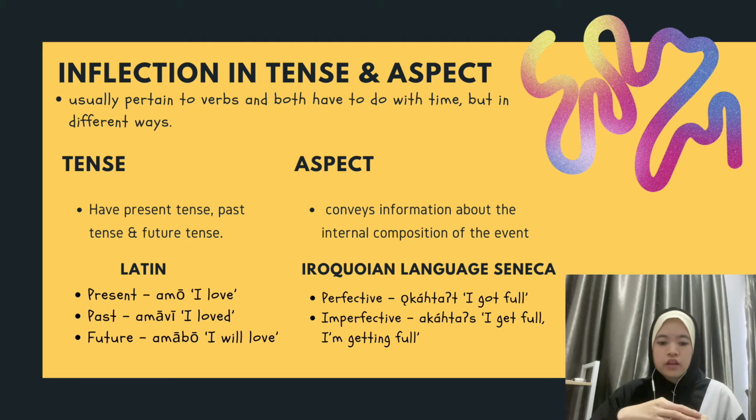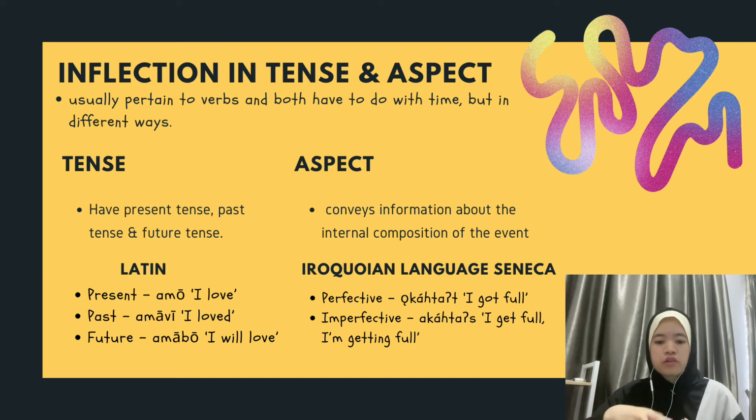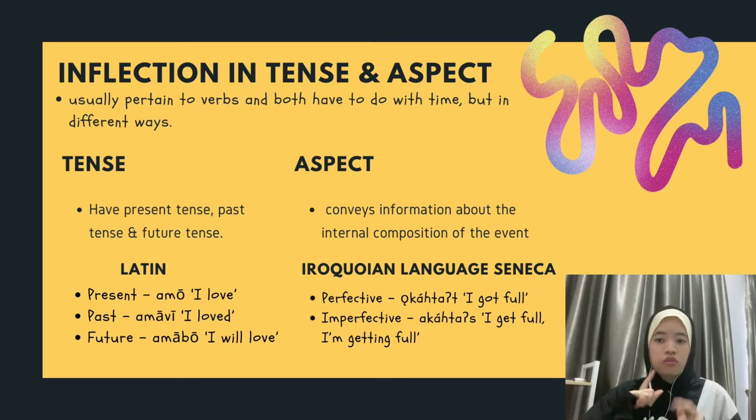And for the aspect, it conveys information about the internal composition of the event or the way in which the event occurs in time. For example, in the Iroquoian language Seneca, the word for perfective is I got full, and the word for imperfective is I get full or I'm getting full.